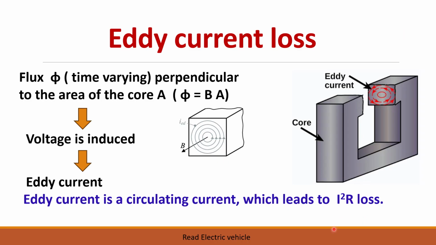So it is normally I square R loss, because this core has very less resistance. I square R loss will be there. R is the resistance of the core.